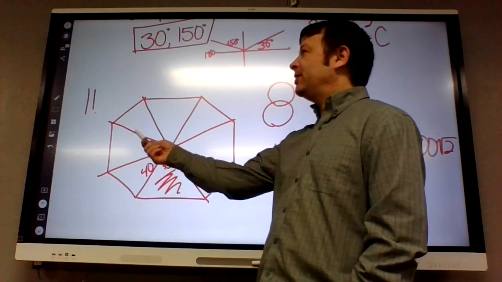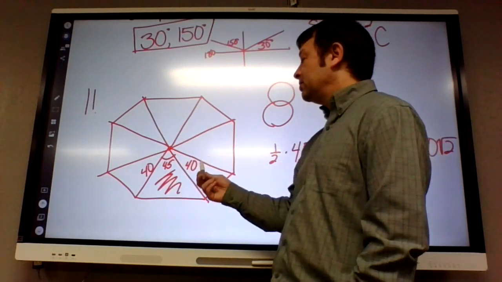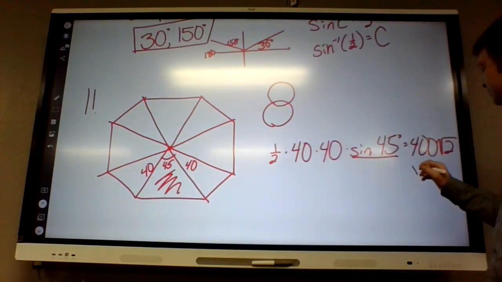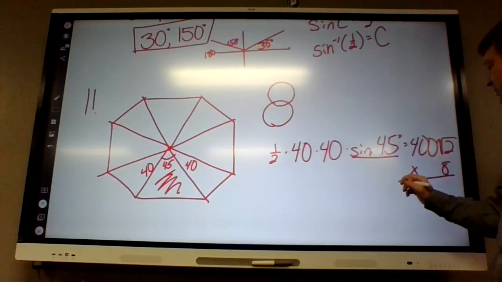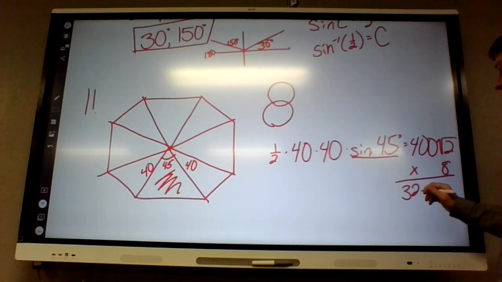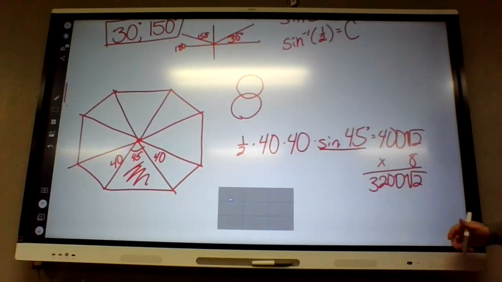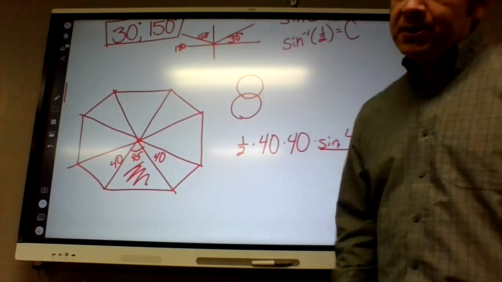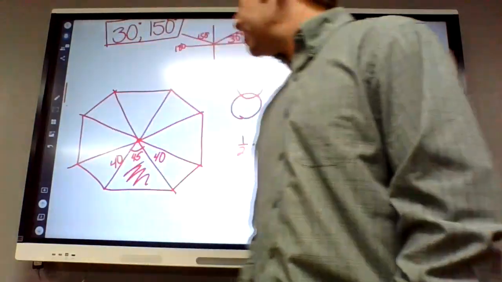So how do we find the area of the entire octagon? Multiply by 8. Times 8, yeah. So 4 times 8 is 32, so this would be 3200 square root 2. Let's say what measurement we're using. Centimeters.